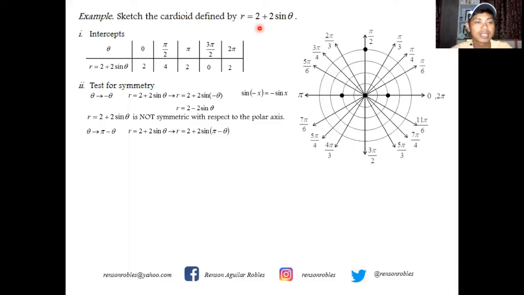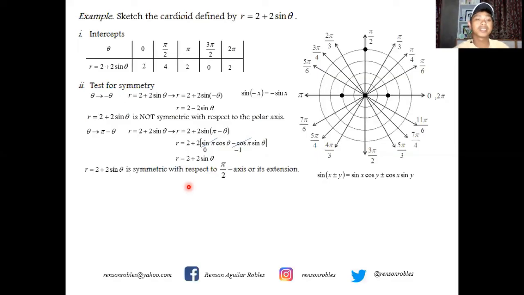And then we replace theta by pi minus theta, and again we use this identity. So we'll have r equals 2 plus 2 times the quantity sine pi cosine theta minus cosine pi sine theta. That's the sin-cos-cos-sin mnemonic device. And we know that cosine pi is negative 1 and sine pi is 0. So this first term is 0, and negative 1 times negative will become positive. So this term will become positive sine theta times 2. So it will go back to the original given, r equals 2 plus 2 sine theta. Therefore, this cardioid is symmetric with respect to the pi over 2 axis and its extension.